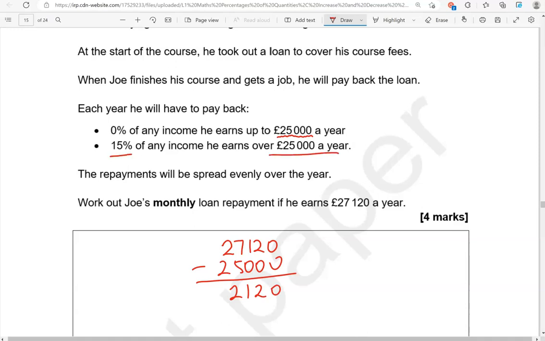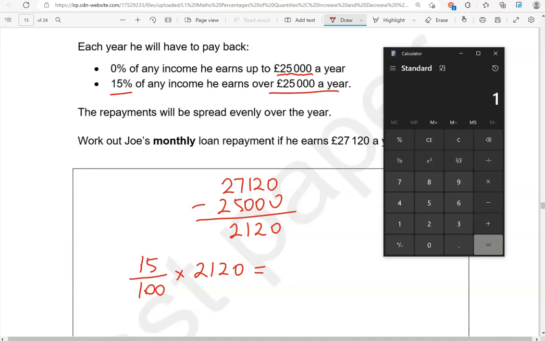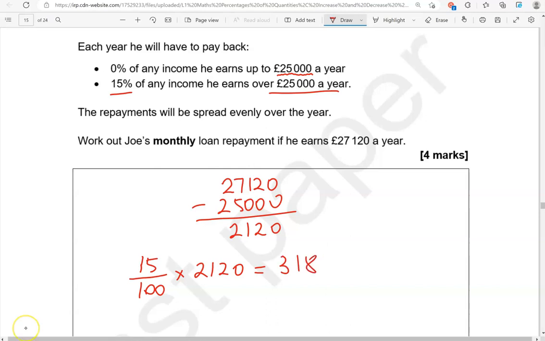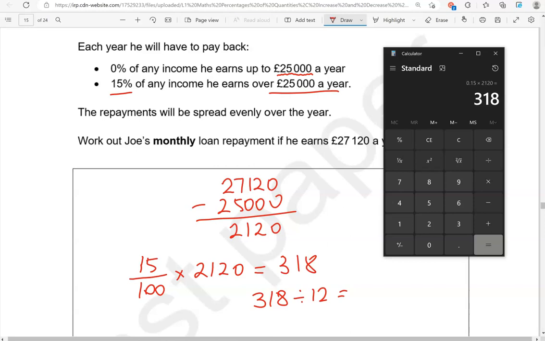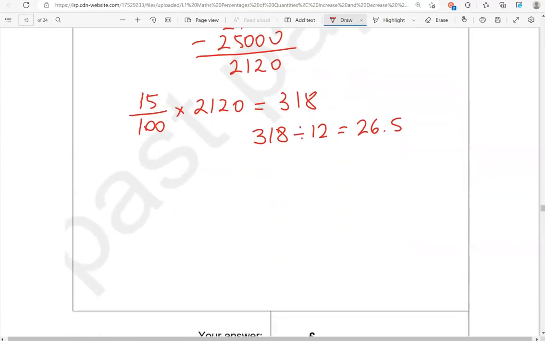On that, he will pay 15%. So we'll do 15% of 2,120. Which is 318. That is for the whole year, so we'll do 318 divided by 12 to work out the monthly loan repayment, which is 26.5. So that is £26.50.